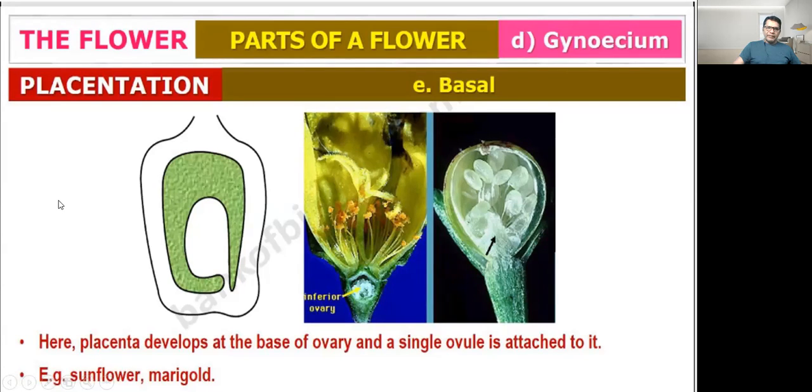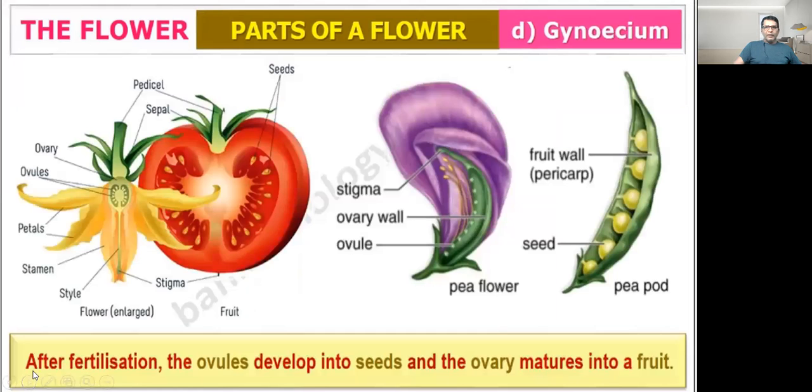So in this way, we have studied different types of placentation. Now, after fertilization, the ovules develop into seed. These ovules which are inside the ovary develop into seed, and the ovary matures into fruit. The ovary wall develops into the fruit wall, that is the pericarp. So the ovary matures into fruit, and ovules develop into seed after fertilization.